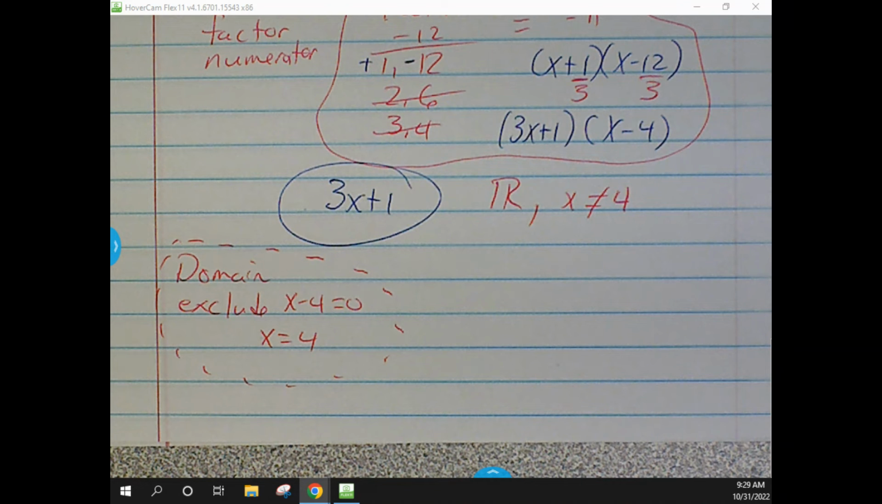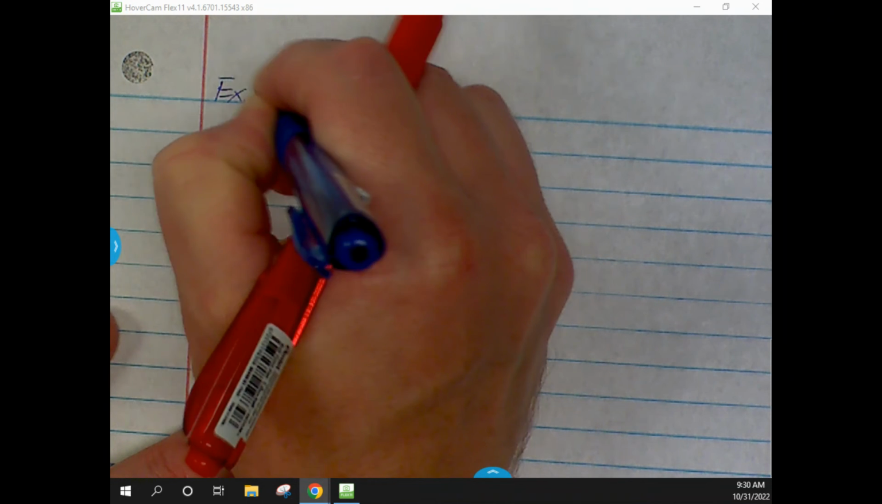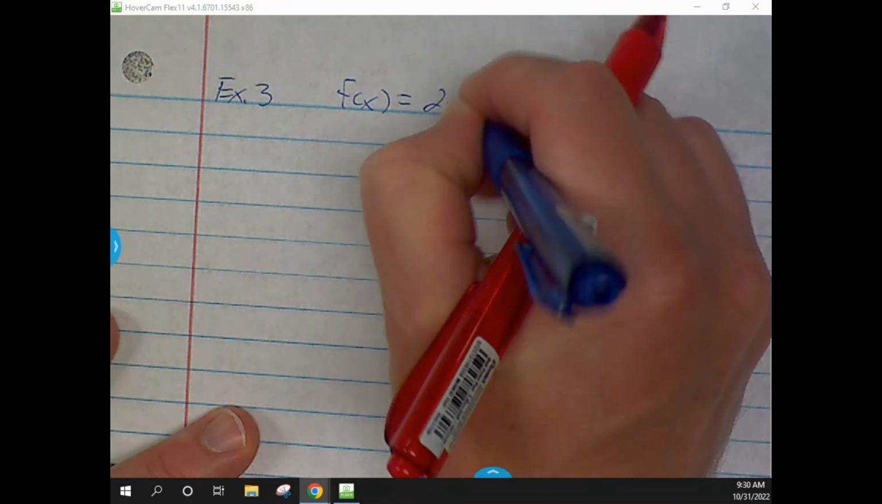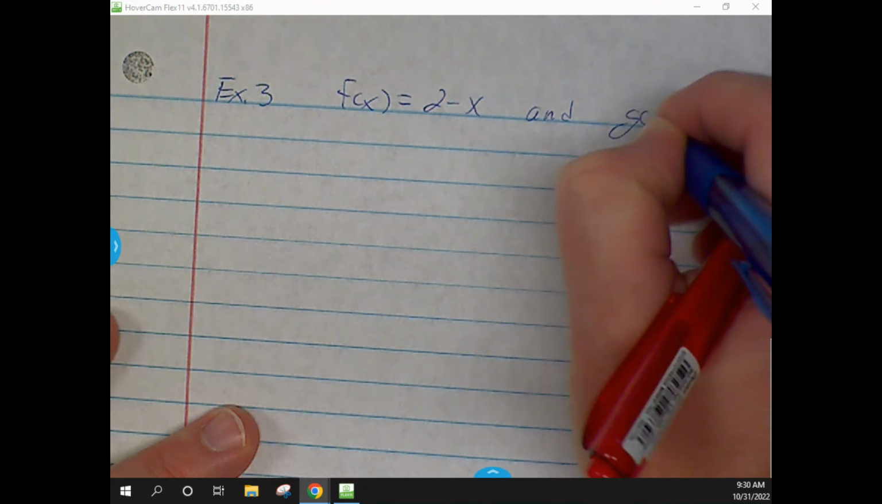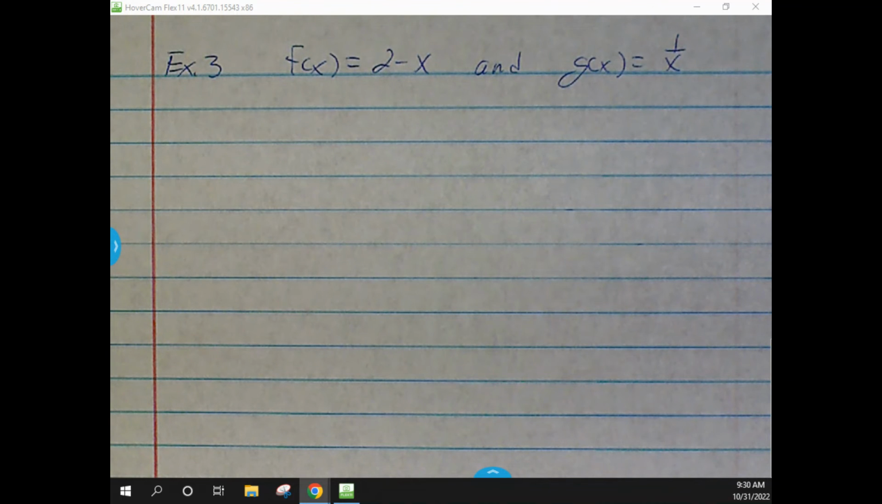All right, so let's give you, let's see. This will be a good review, I think, in a way. We'll do one more, go through the options, and then this will wrap us up for today. We do have like 3 parts to each example. Okay, so for f of x, let's go with 2 minus x, and g of x is 1 over x.